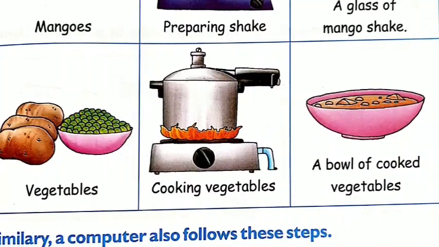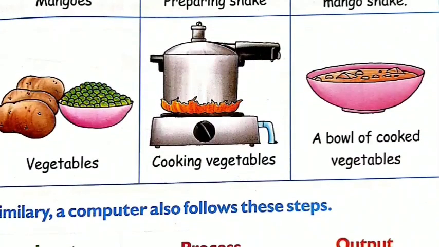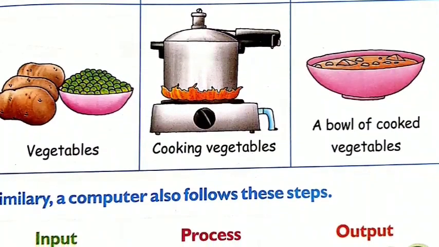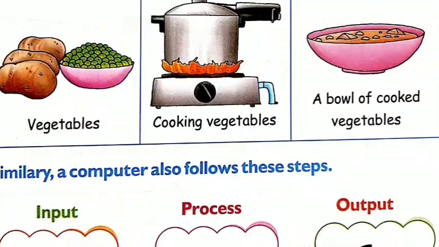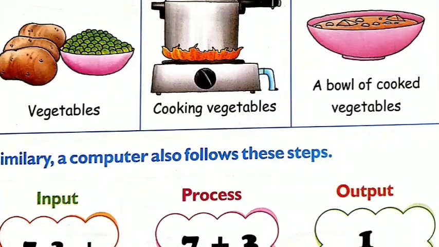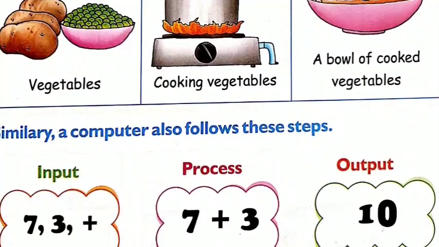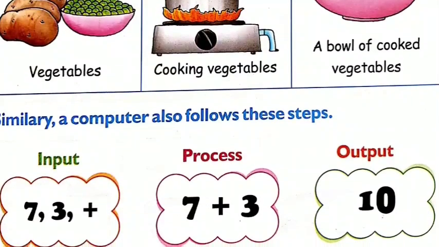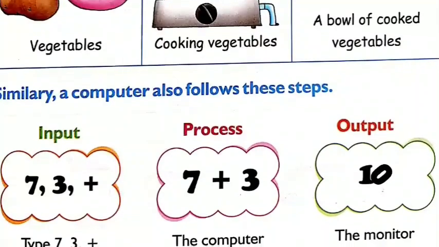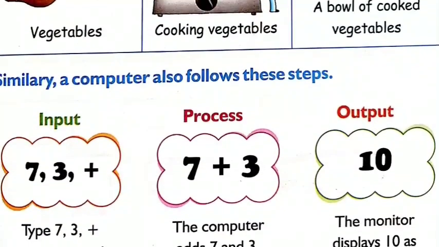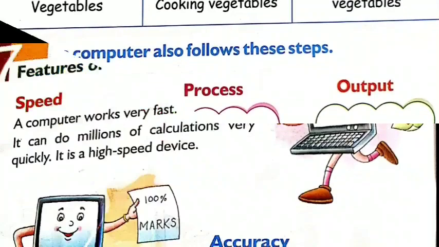Now, there is one more example of computer. Let's see this example. 7, 3, plus. These are input. Here 7 and 3 are data and the instruction given here is plus. The processing is done in the CPU, that is 7 plus 3. The answer here is 10. The output is displayed on the monitor. So in this way the computer works in three steps.